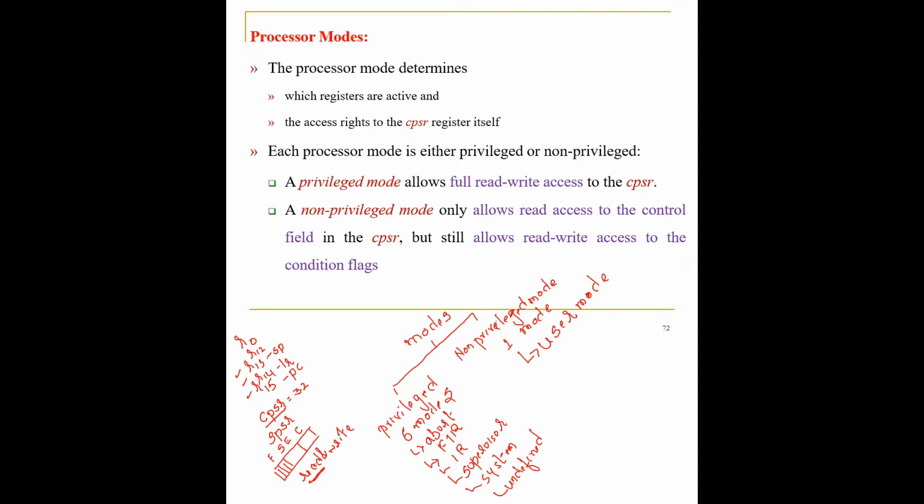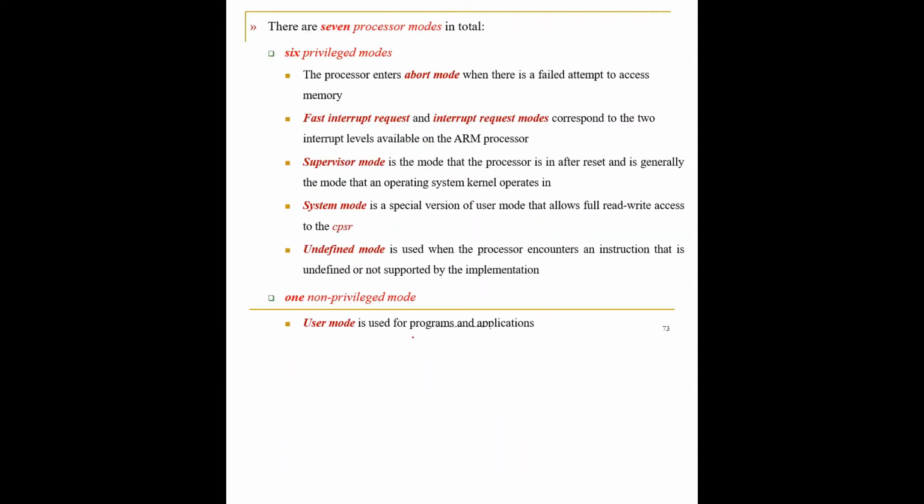Moving on further, what are these particular modes? Speaking about the 7 different modes, 6 are privileged modes. The first one is called abort mode. So when do you call the processor is in the abort mode? The processor enters the abort mode when there is a failed attempt to access the memory.